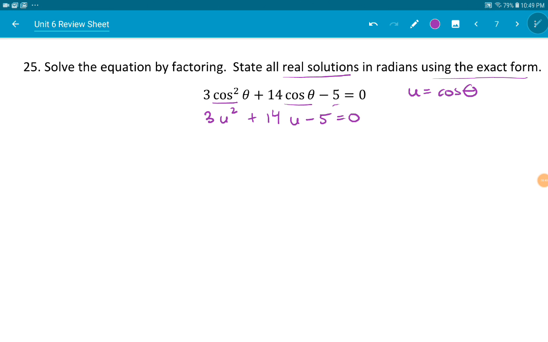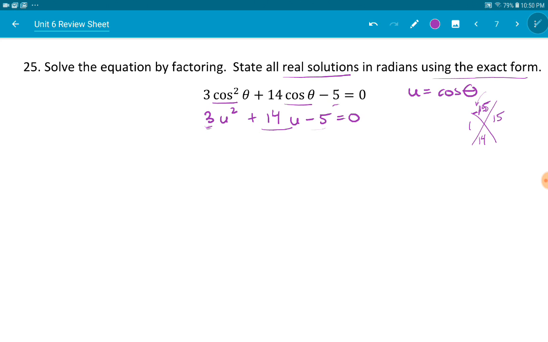Now I need to solve that quadratic, and this one I'm going to do with the x method because I have a non-1 out in front. So I multiply the leading coefficient and the constant together to get negative 15. I want two numbers that multiply to negative 15 and add to 14. Since they're multiplying to a negative 15, I'm really looking for a difference of 14, since I need one negative and one positive. When I add a negative and a positive together, I'm really looking for a difference.